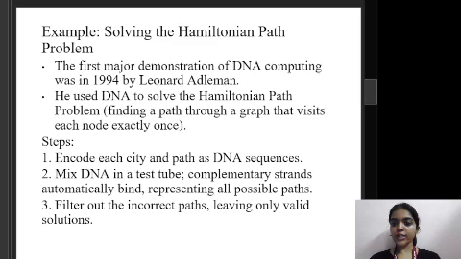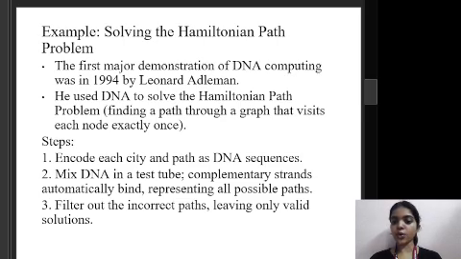Example: solving the Hamiltonian path problem. The first major demonstration of DNA computing was in 1994 by Leonard Adleman. He used DNA to solve the Hamiltonian path problem, that is finding a path through a graph that visits each node exactly once. Steps included in that.